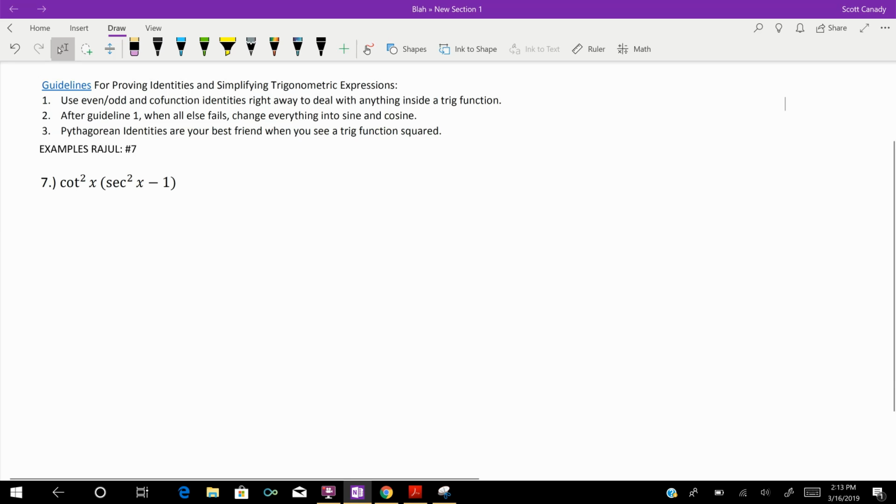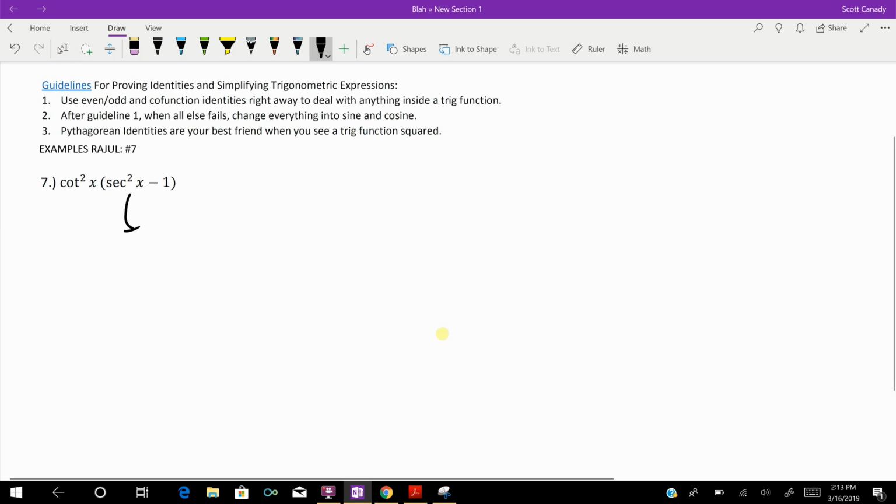Folks, we're doing examples, problem number 7. This is actually a fairly easy one. We're going to start out by trying to identify a Pythagorean identity here, and it shows up right away. We see the secant squared x minus 1 is going to become tangent squared x. So let's go ahead and do that step.